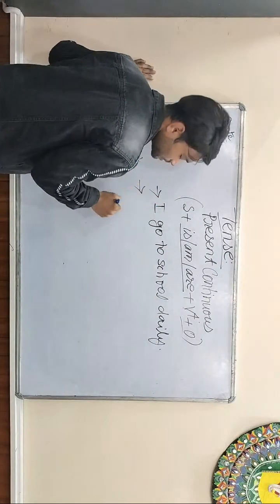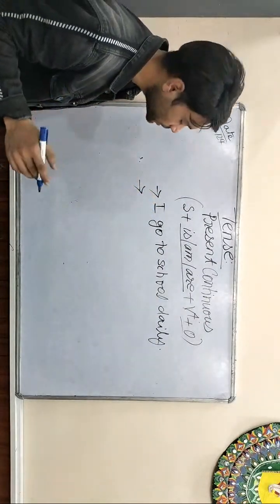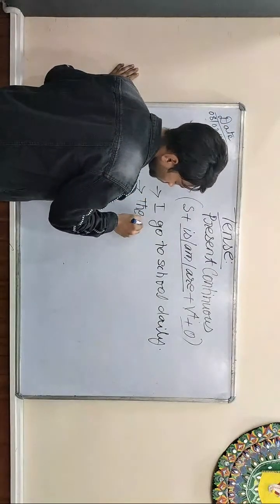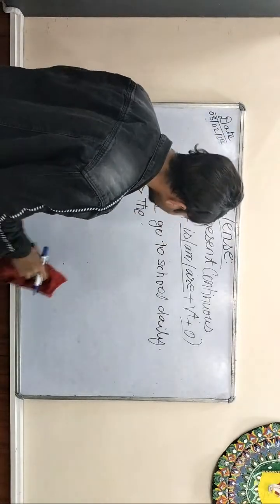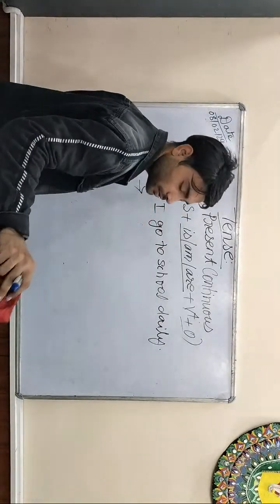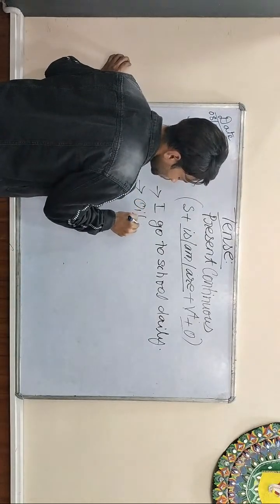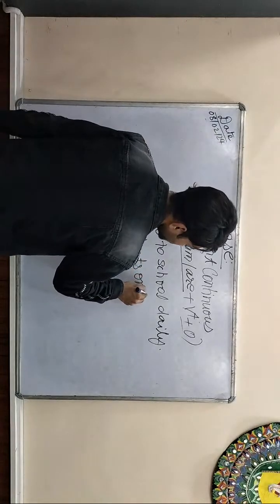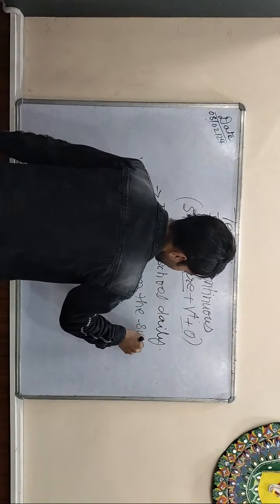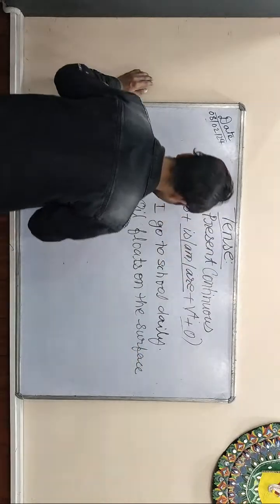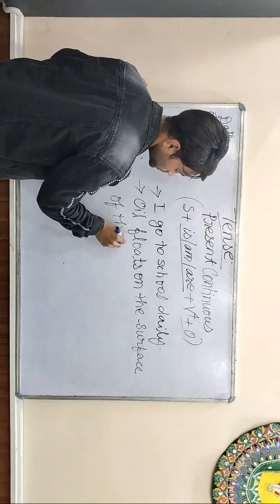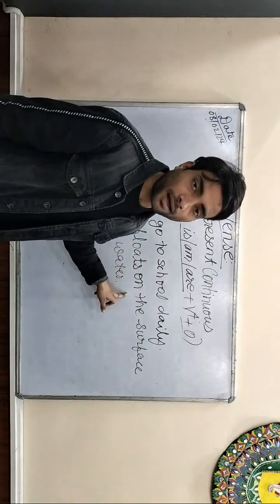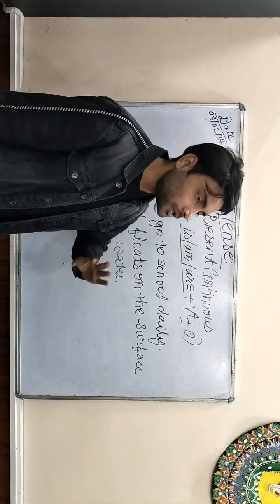What is that thing that is considered universal truth? Oil floats on the surface of the water. This is something you cannot deny. It's a fact too, and you cannot deny it.